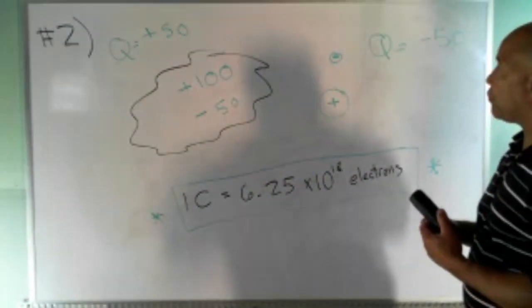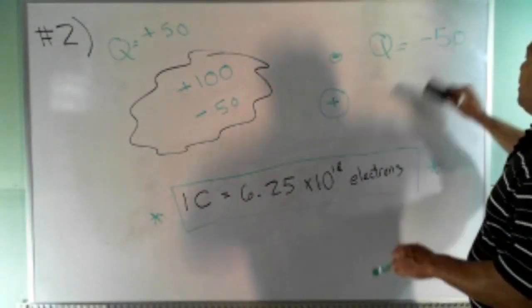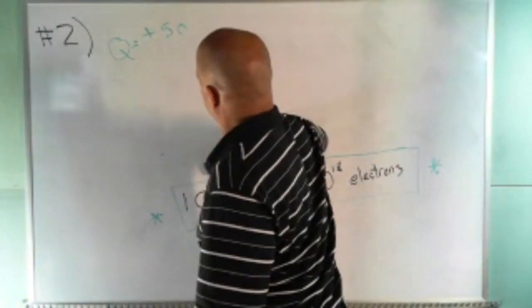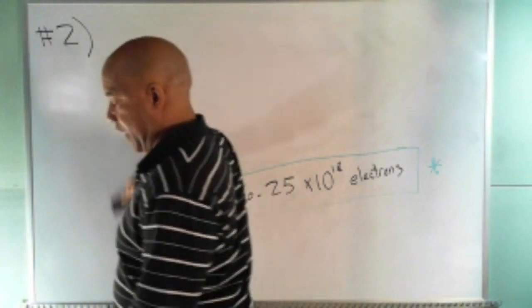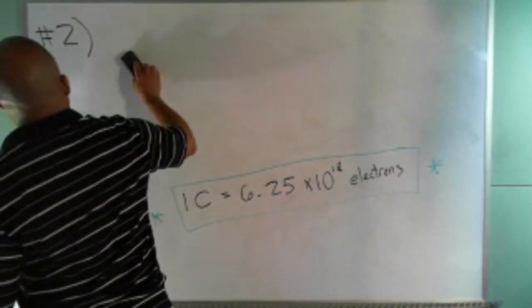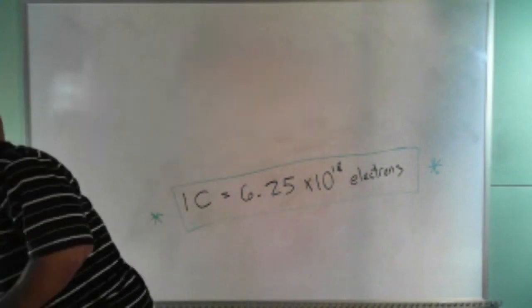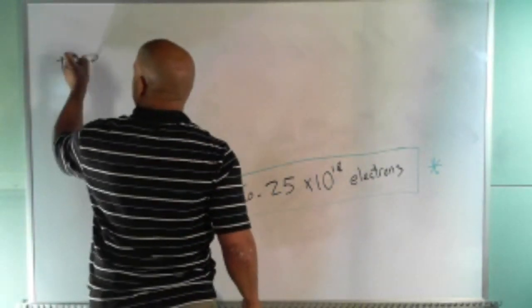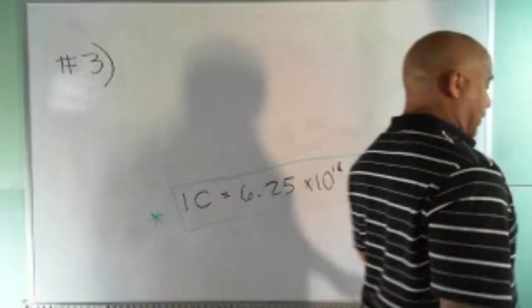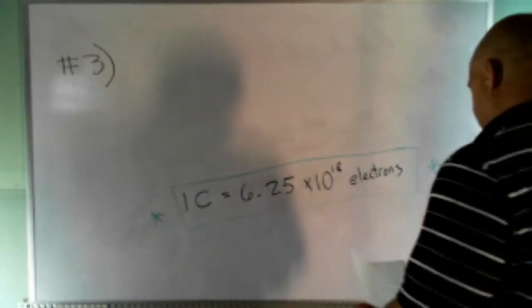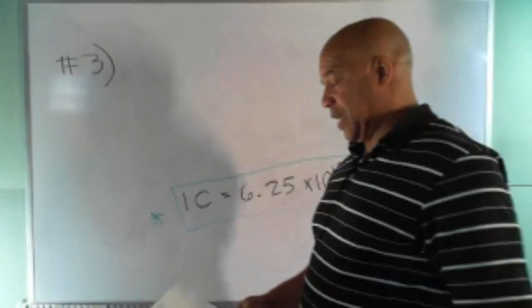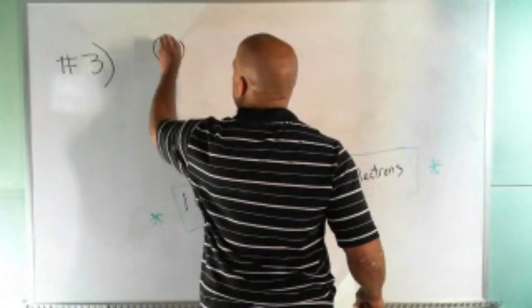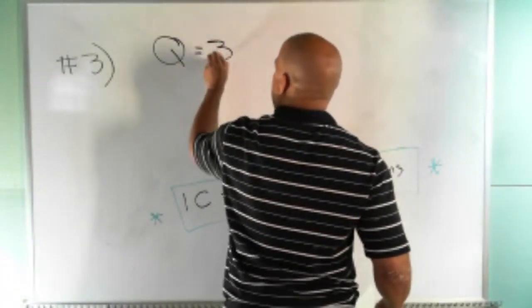So hopefully that's clear. Now there's another problem on the topic sheet I want to do. Problem number 3. So it's just like this one. So go ahead and do problem number 3 on the topic sheet. It says this time you have a charge of 3 coulombs. So they tell you Q. They tell you Q is equal to 3 coulombs.